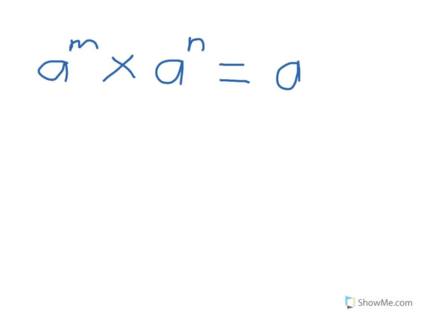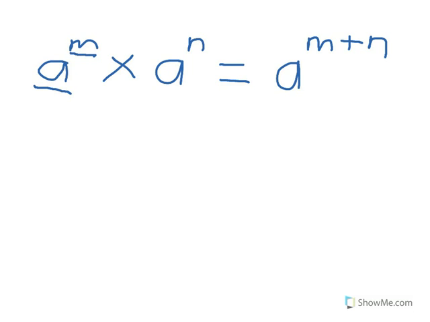We're going to review some of the index laws. Now, if we have a to the power of m times a to the power of n, this is going to equal a to the power of m plus n. Now, a is defined as the base and m is defined as the indice.